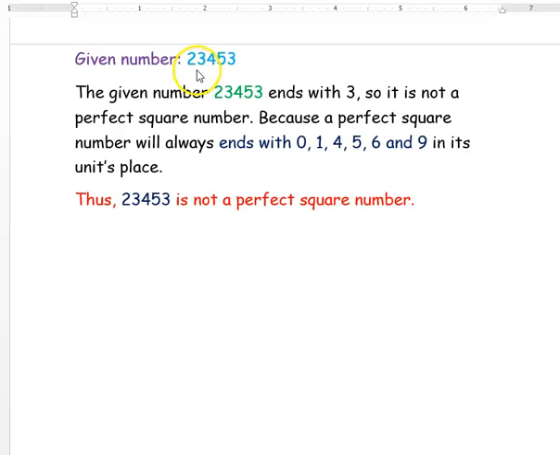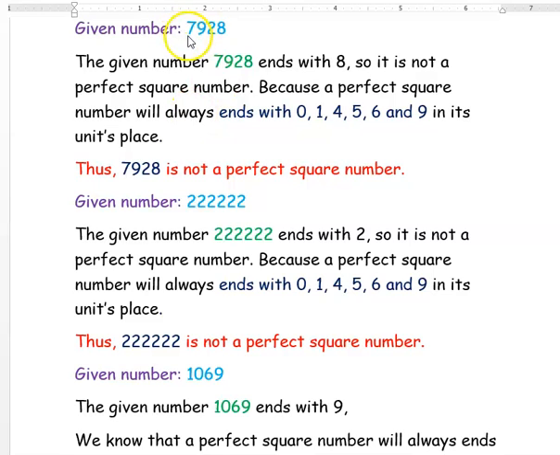The next number given is 23,453. This number ends with 3. So it's also not a perfect square number because it doesn't end with any of 0, 1, 4, 5, 6 or 9 in its unit place. So thus we can say that 23,453 is not a perfect square. The next number given is 7,928. It ends with 8. We know that a number ending with 8 is not a perfect square number. So 7,928 is not a perfect square number.